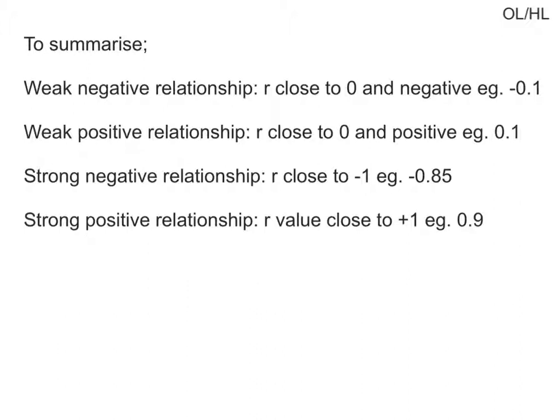To summarize, weak negative relationship: r close to 0 and negative, example -0.1. Weak positive relationship: r close to 0 and positive, example 0.1. Strong negative relationship: r close to -1, example -0.85. Strong positive relationship: r close to +1, example 0.9.